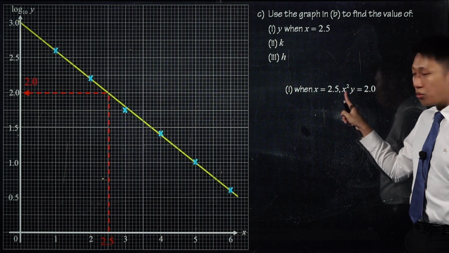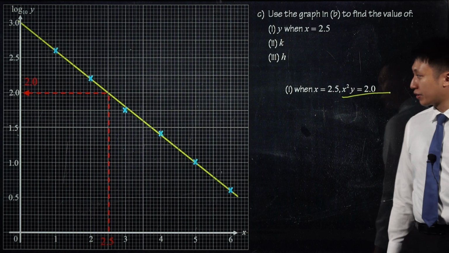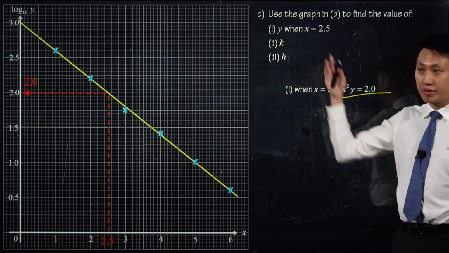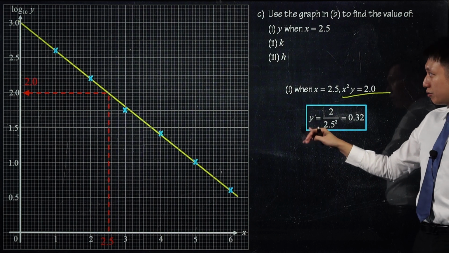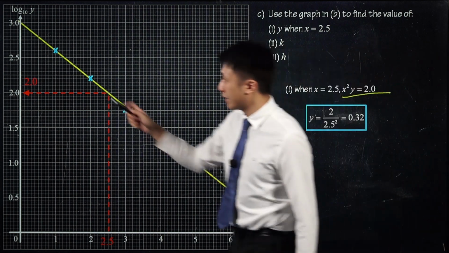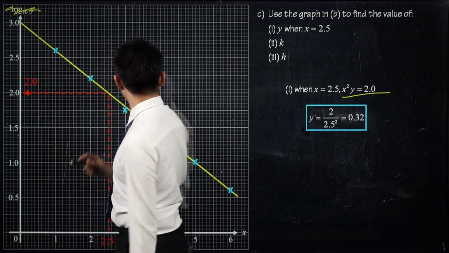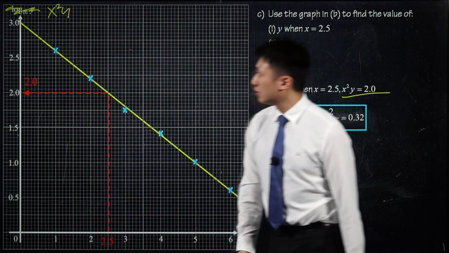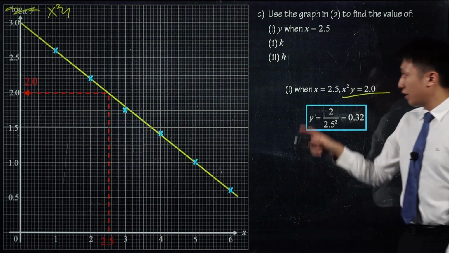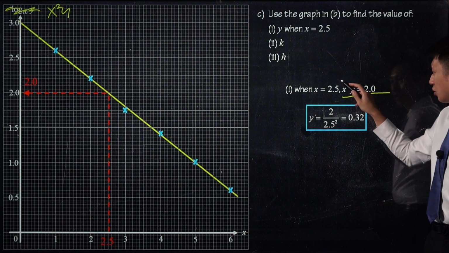Okay. X squared y is 2.0. Okay. Then what do we do? That's log 10 y. So y will be, wait, that's not log 10 y, right? I wrote it wrongly. Sorry. This is a typo because of copy paste maybe. It's x squared y. So x squared y is equal to 2.0.